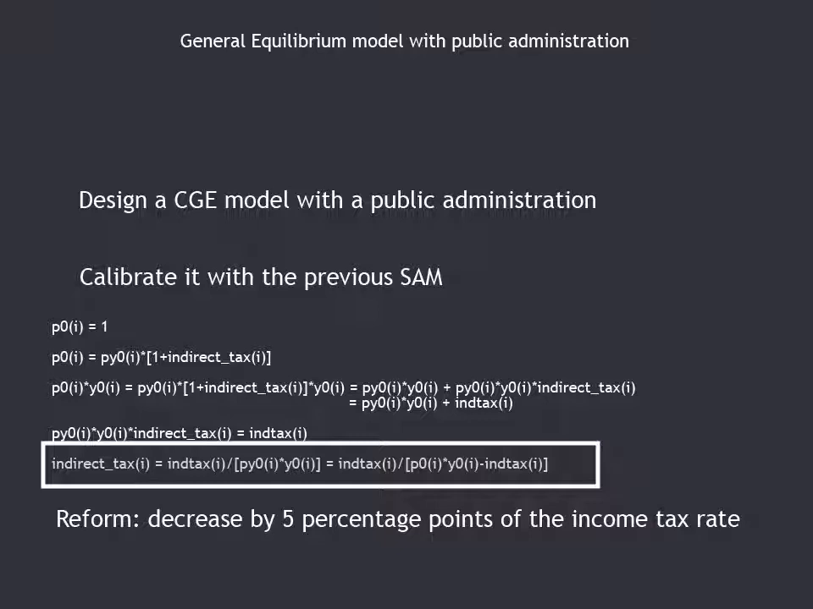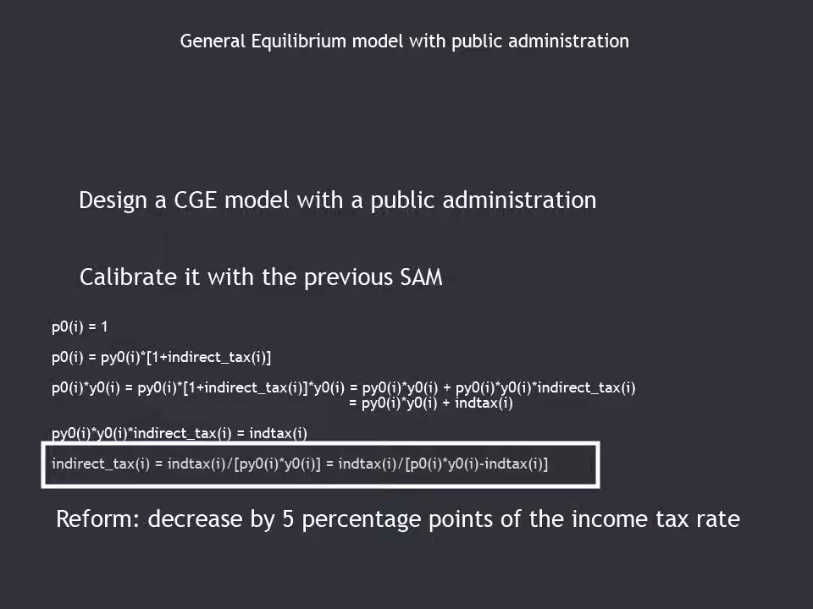And here you've got something that you can use for calibration, because in fact you know IND-TAX in sector I, you know P0 in sector I because you normalize it to 1, and you know Y0 in sector I because it comes from the social accounting matrix. So you know all these elements, and so you can calibrate the rate of indirect taxation in sector I.